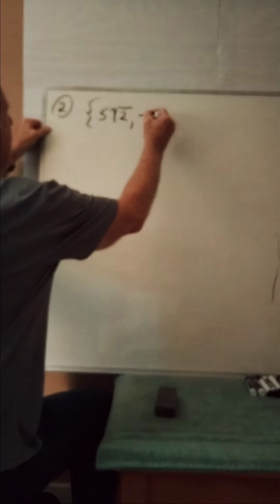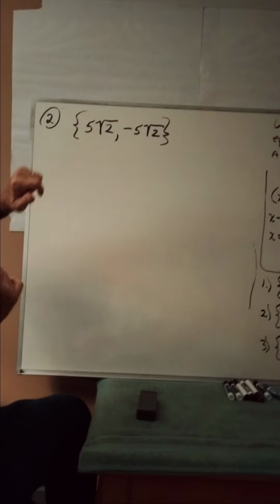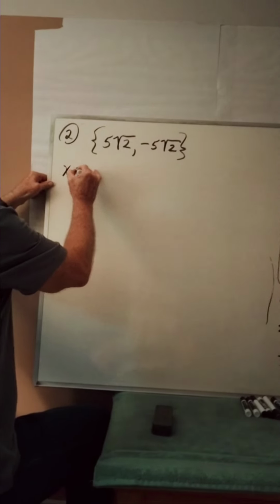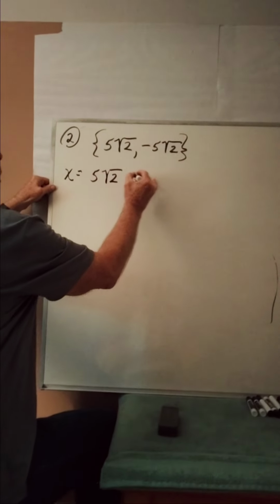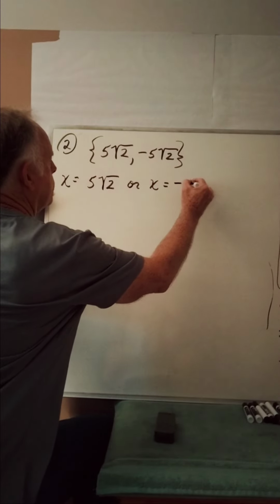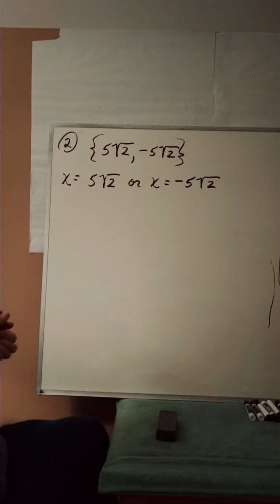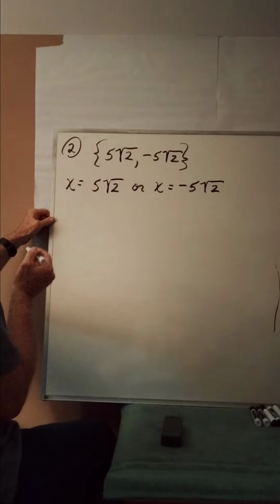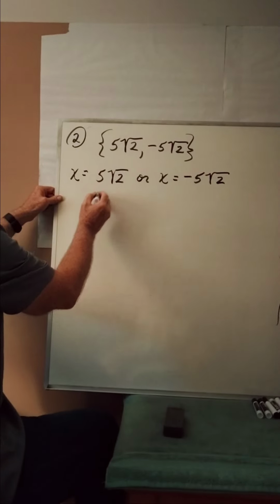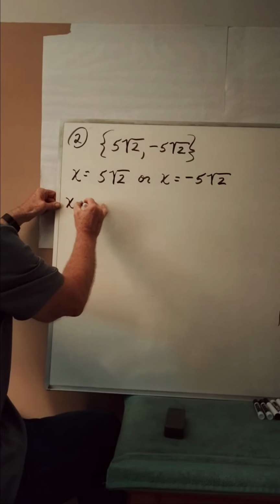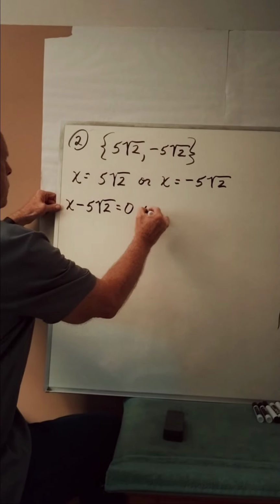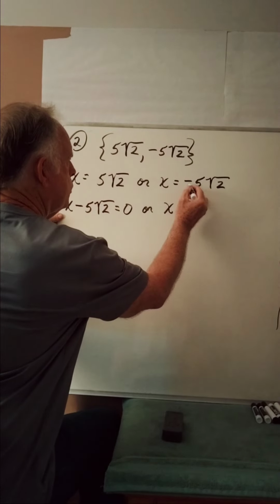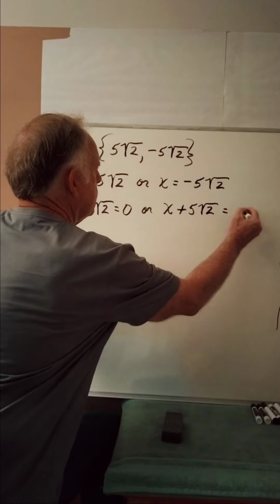Number 2. The set whose members are 5 root 2, negative 5 root 2. Conjugates, irrational conjugates. We begin by letting x be equal to the first solution, or x is equal to the second solution. Next, move the 5 root 2 over to the left-hand side to join it with the x, and likewise here, because we've got to get it set equal to 0. So when we move him over to the left, we'll change his sign. X minus 5 root 2 is equal to 0, or x, move him over, change his sign, plus 5 root 2 is equal to 0.